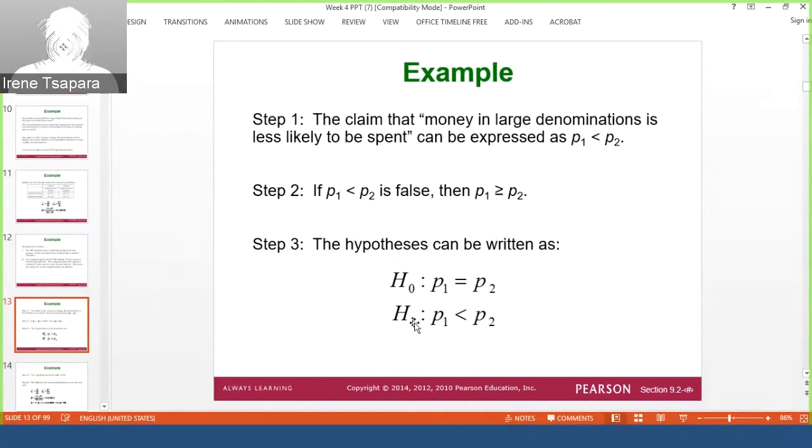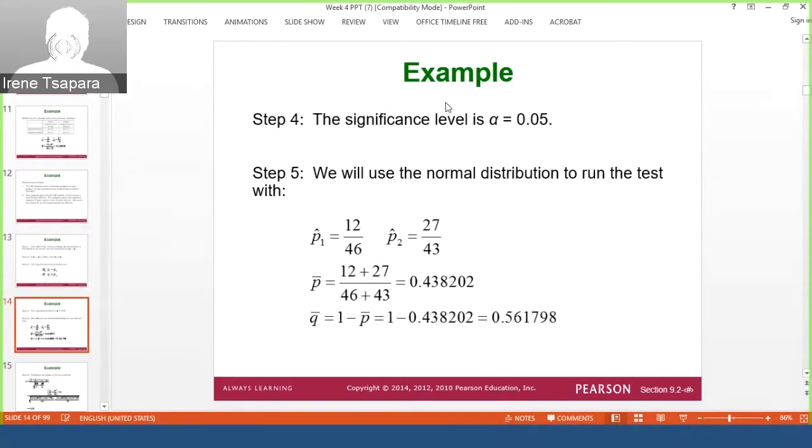So what does this mean? Since this is my alternative hypothesis and this is my claim, this means that my test is going to be a left-tailed test. The significance level is alpha equals 0.05. Since I have a left-tailed test, the rejection region is going to be at the left tail, and it's going to have 5% area. So 5% of the total area of the bell curve will belong to the rejection area.